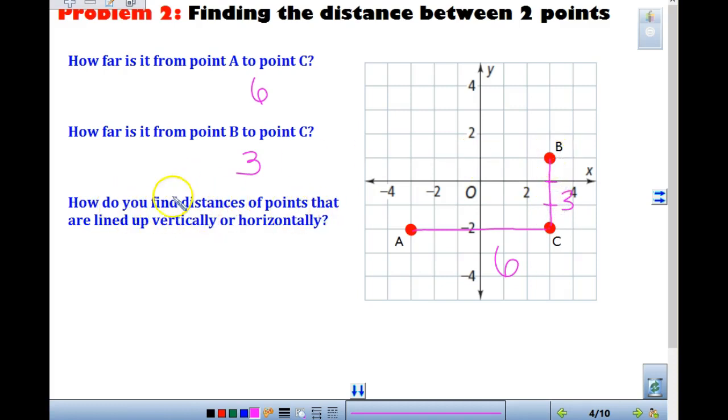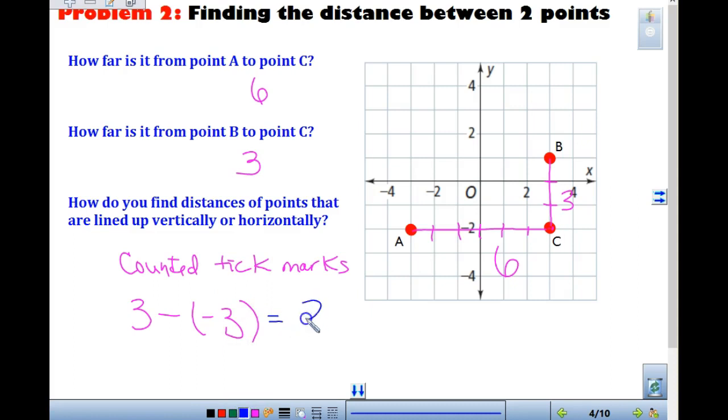Now it says, how do you find the distance when the points are lined up horizontally and vertically? What did you do to find these? We just what? Counted what? We just counted the squares or the tick marks, right? We just counted 1, 2, 3, 4, 5, 6. We just counted, maybe we could call them the tick marks. We could have taken 3, which is the point over here, right? And subtracted a -3. If you take 3 and subtract a -3, that's going to be 3 plus 3. That also gave us 6, right?